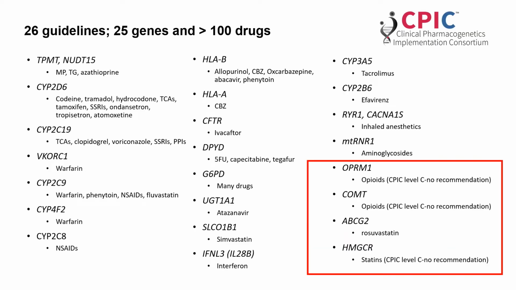So as I said, we've got 26 guidelines covering 25 genes and over 100 drugs to date. I know this is a busy slide, and I would never let my trainees get away with this slide, but I think it's a good slide just to show all the different genes that we have and all the drugs that it does cover. And then, of course, we just added G6PD.